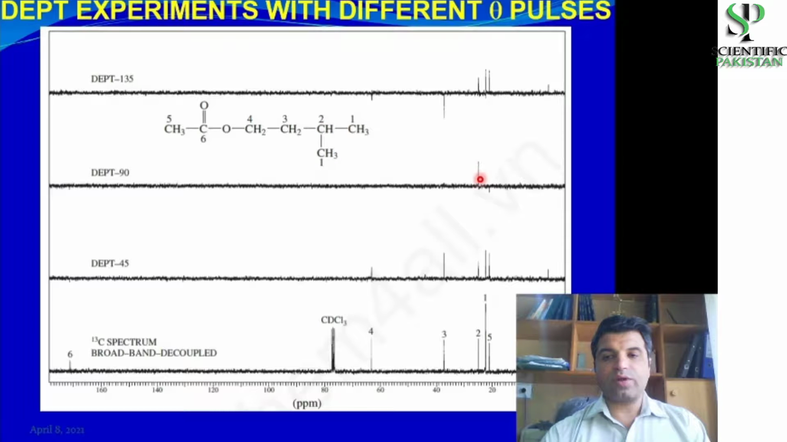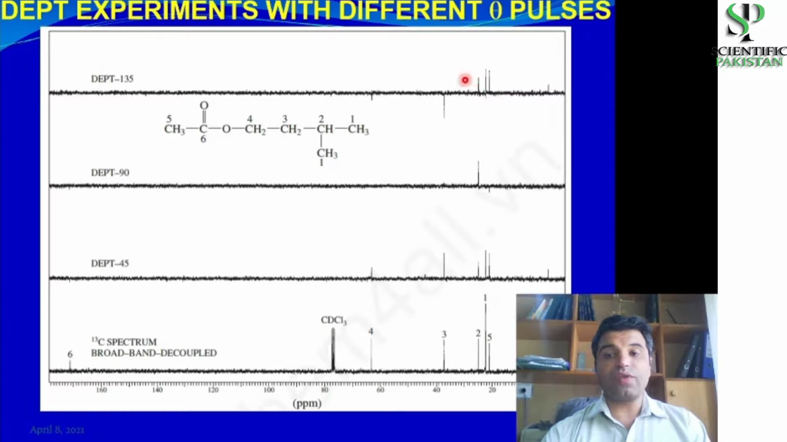If you go down here in DEPT 45, this signal belongs to CH, and if you go down into the broadband, this signal belongs to the CH. So now you have differentiated between quaternary carbons and CH carbons. What about the CH3s and the CH2s? Go to DEPT 135. In DEPT 135, you will see negative signals for CH2s. So you see 2 signals here in negative phase. So these 2 signals would belong to the CH2s and the rest would belong to CH3s.